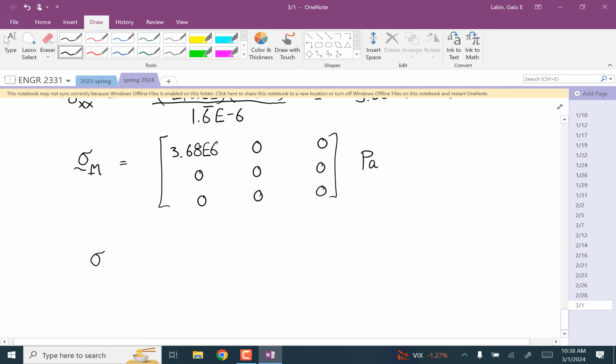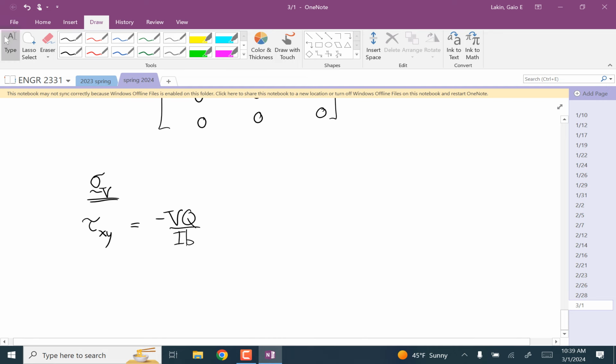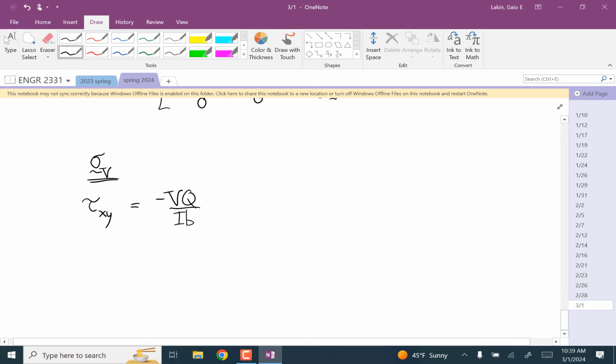And now the stress tensor due to the shear force. We have an XY shear stress, and it's equal to V times Q over I times B. We already have everything except the Q. Okay, so here's the neutral axis. There's the line that we want.